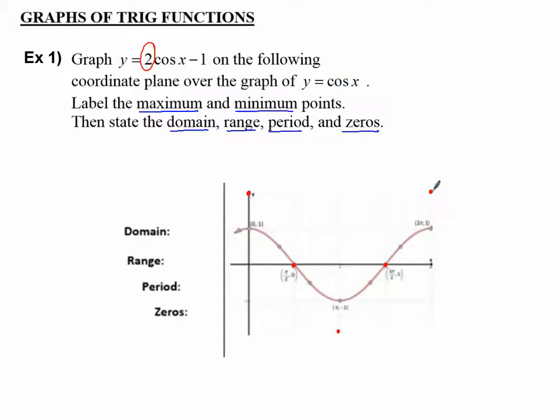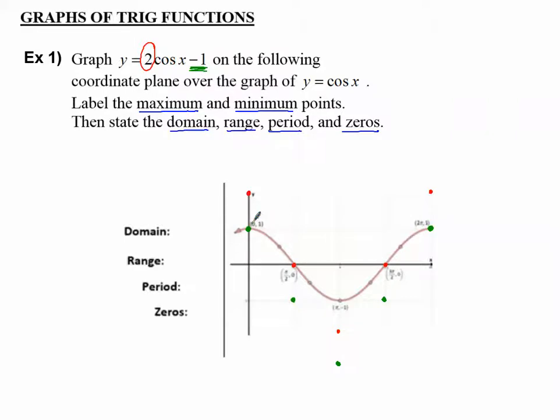Then I am subtracting 1 from all the y values. So each of these y values moves down 1 unit. 1 here, down 1 unit here, down 1 unit here, and 1 unit here, and 1 unit here. That's all that has happened to my cosine function.